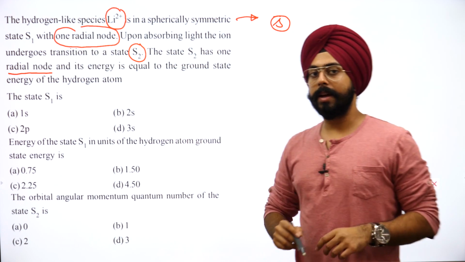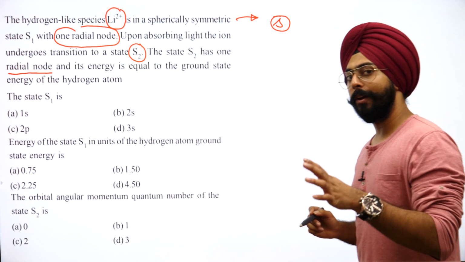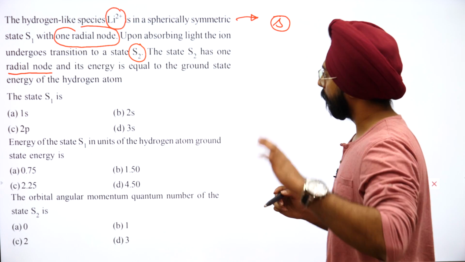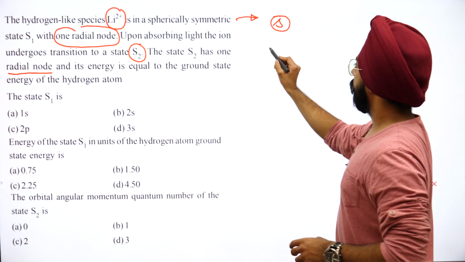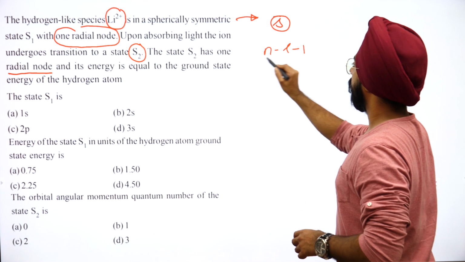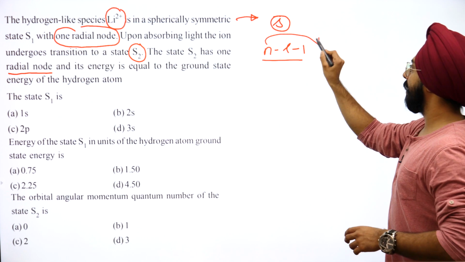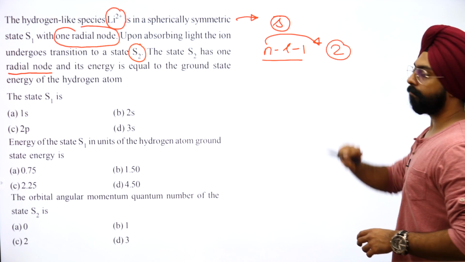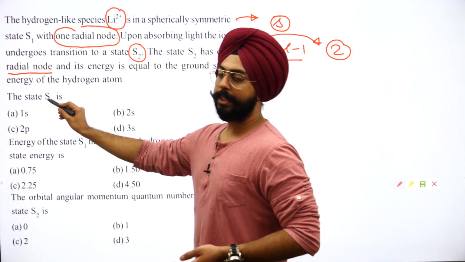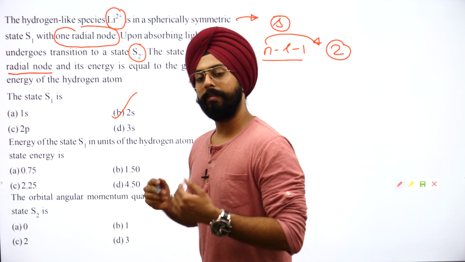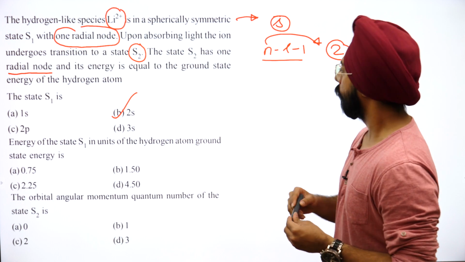In the previous class, I have told you about the formula of the radial node. So please remember, I hope you remember. Please revise it. So the radial nodes formula is n minus L minus 1. If you try to fit, the only n value that fits is 2 because the L value is fixed as S. So the first thing, state S1 is 2S. Very obvious, very easy, it was done easily.